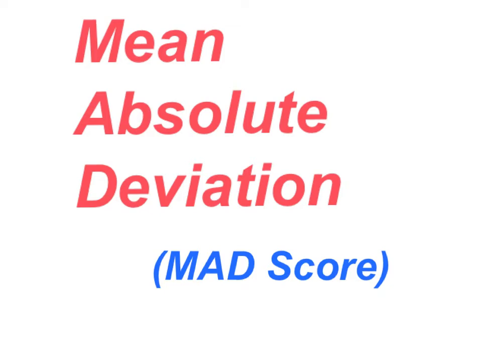Now, we learned in class about outliers, numbers that are either way big or way small, and they kind of mess up our average. And what this value, this MAD score, tells us is whether or not our mean is good or bad.